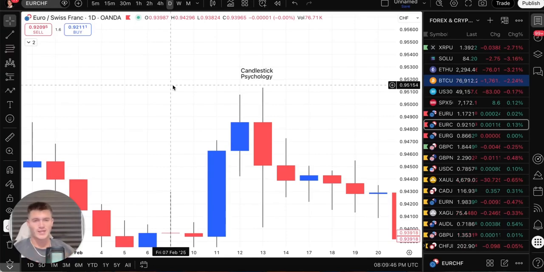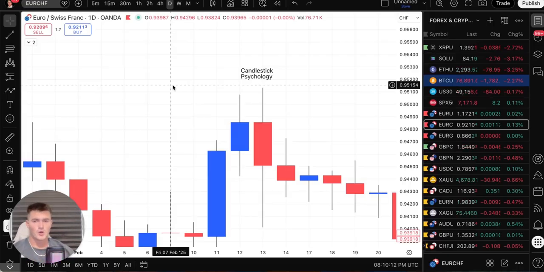Welcome to lesson 6 of the 1% playbook. Today we're going to be going into candlestick psychology. Candlestick psychology represents not only a pattern, but a story between sellers versus buyers.